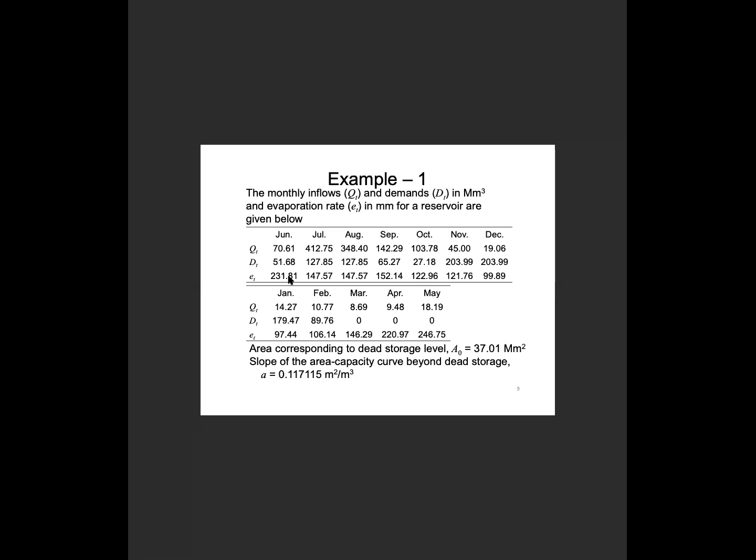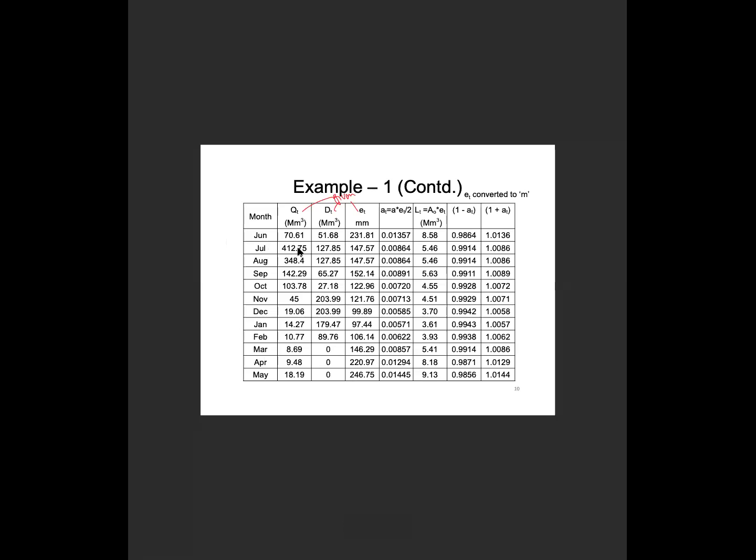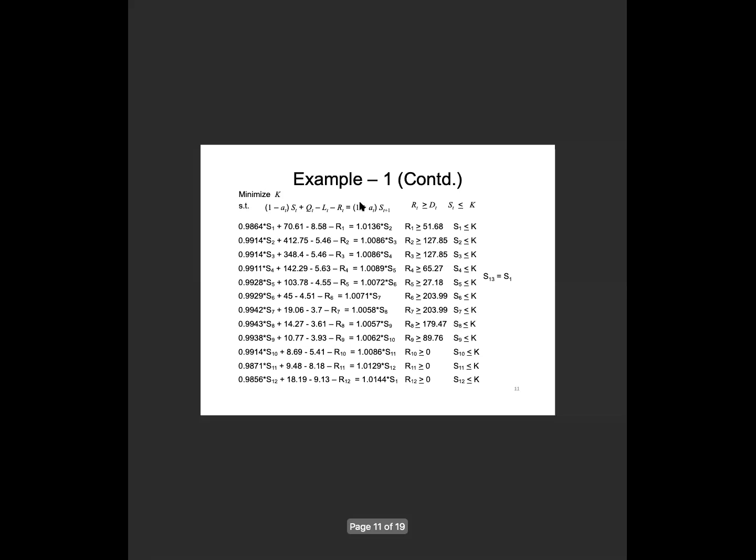So basically it says that we know Q_t, D_t and E_t, small e_t, for all the months of June, July, August, September and so on. A naught is given and the slope of that area capacity curve is given. Now all these terminologies must be familiar to you. And we have to minimize K. So what we do here, we calculate all these coefficients, 1 minus alpha, 1 plus alpha. This is how our end problem looks like.